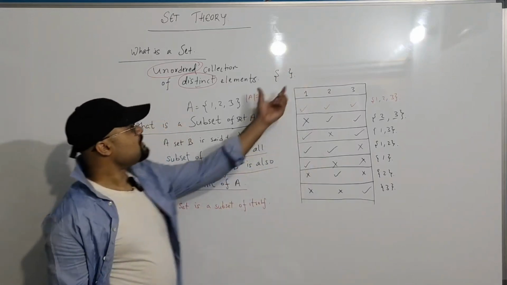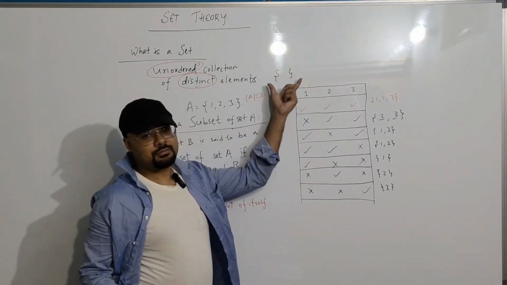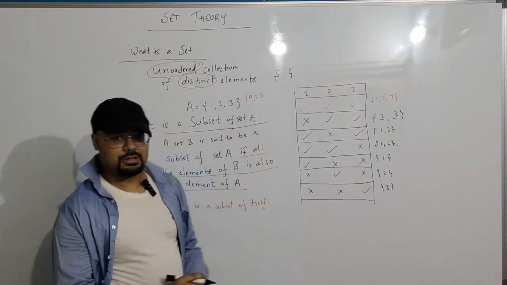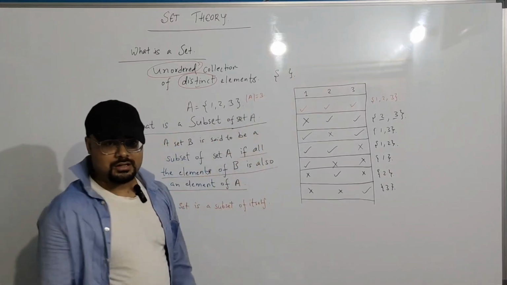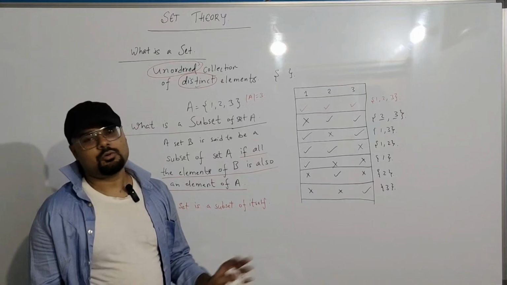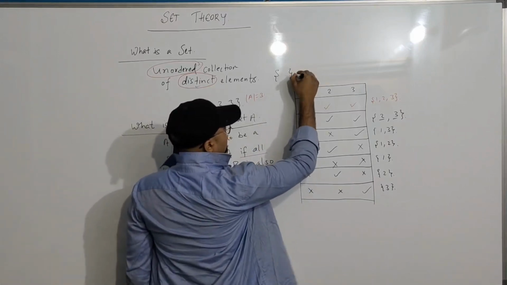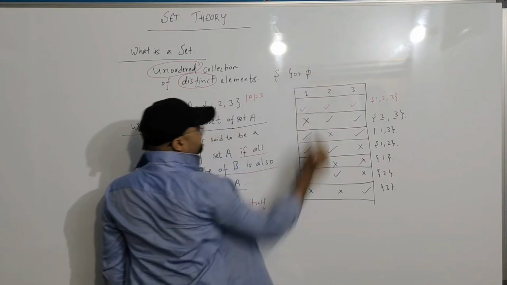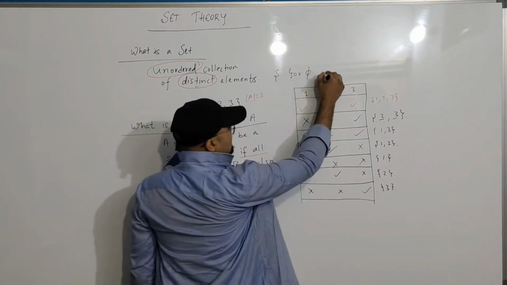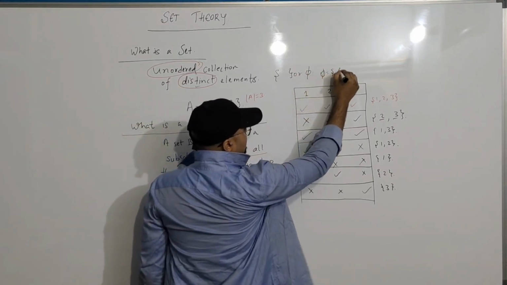What does it mean? This is a set. No doubt this is a set, but it has no element. That's what an empty set is: a set, but with no element. It is also represented as phi. So what is phi? Phi is equal to the empty set.